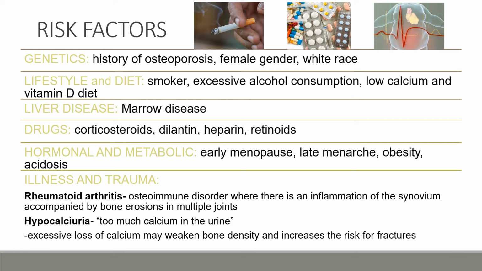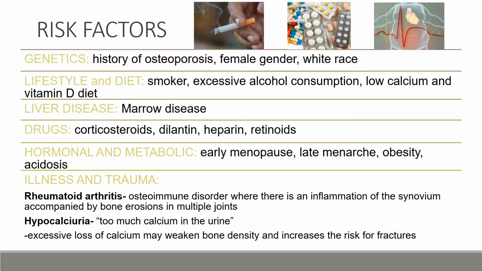There are many risk factors for osteoporosis, and that includes genetics. Osteoporosis may be an inherited disorder, and this is more common in white women. We also have lifestyle and diet. So if someone is a smoker, consumes excessive amounts of alcohol, has low calcium and vitamin D diet, he or she is at risk for osteoporosis, but more so women. Next is marrow disease, which is at the bone marrow. We also have drugs, and examples are corticosteroids, dilantin, heparin, retinoids. We also have hormonal and metabolic. So early menopause, late menarche, obesity, and acidosis are all risk factors.